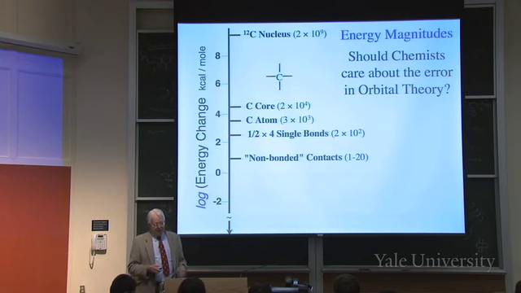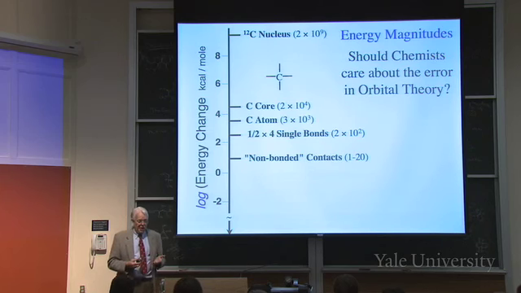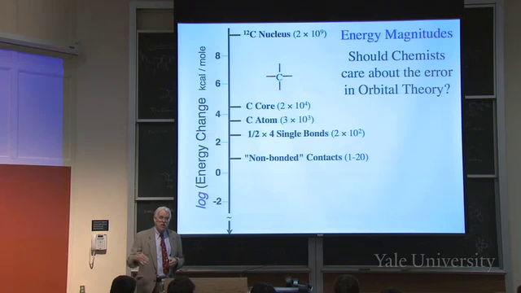And then we can have non-bonded contacts. Now there are different kinds of non-bonded interactions between molecules. But typically, to be worth talking about, they're in the range of 1 to 20 kilocalories per mole, so another order of magnitude down or more.